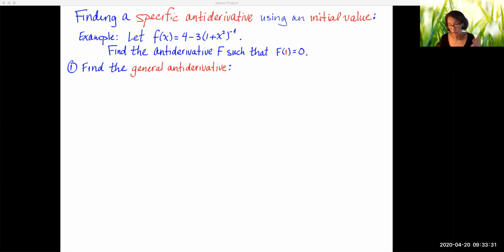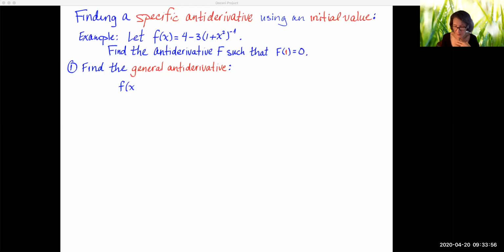So the first term is 4, and we know that 4x is probably the antiderivative of 4, because when we differentiate 4x, we just get 4. But the second term is a little more complicated because it clearly is going to use sort of an anti-power rule and an anti-chain rule, right?